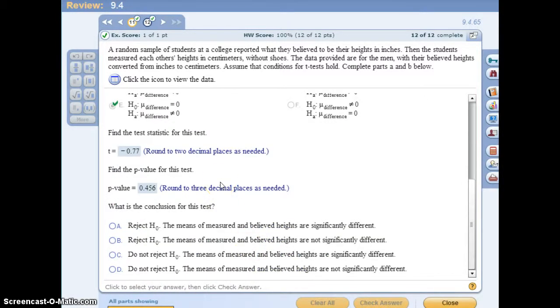Since the p-value is higher than the significance level 0.05, we do not reject the null hypothesis, and the means of measured and believed heights are not significantly different.